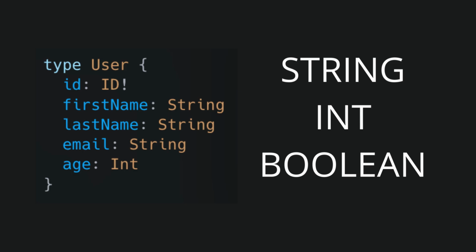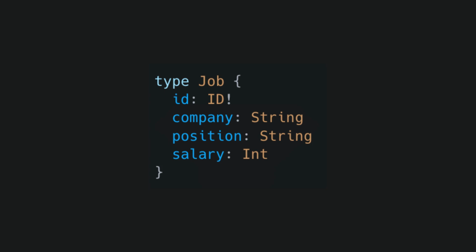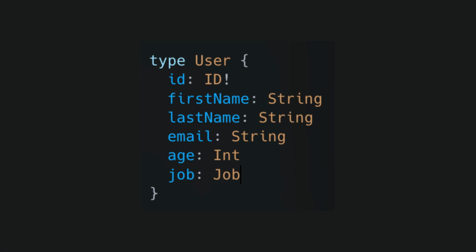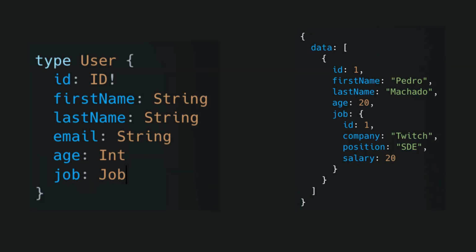But if we wanted to create a new type and nest it inside of another type, we can. For example, let's create another type called job. And that type will include information about, for example, the job name of the user, the position, and the salary. Now, if we want to create a field in each user where we specify what job they have, we can just set the return type for the field to be job, and that will tell GraphQL that when you ask for a user's job, it should return all of the information related to the job type.